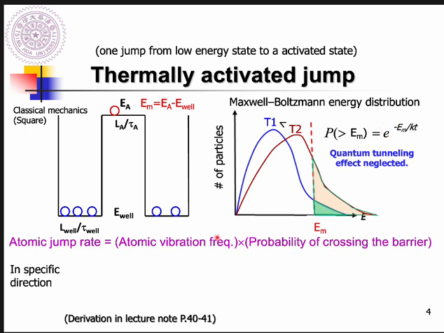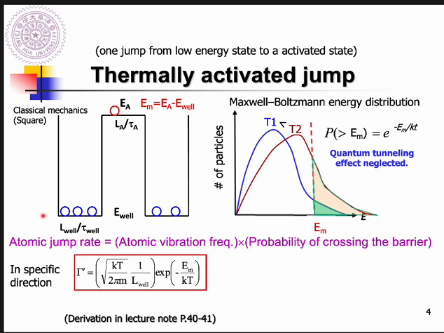So what's the vibration frequency for the atoms? This is just one dimensional, so along one specific direction, so we use a gamma prime. This first term is the vibration frequency, and the second term is the probability. We just copy this term here. We are more interested in the first term, which is the vibration frequency.